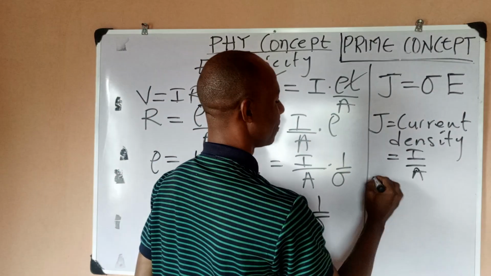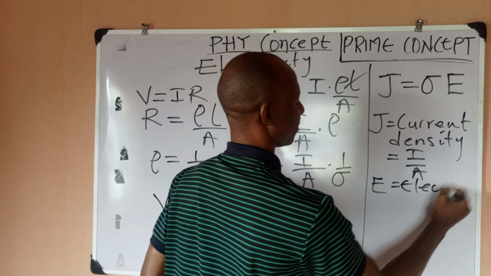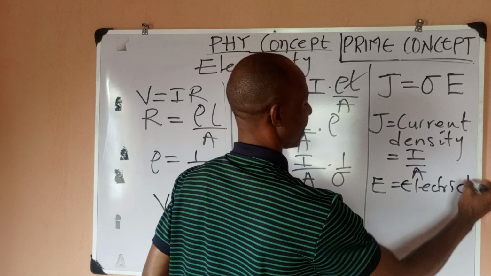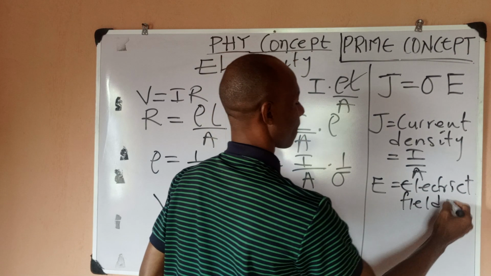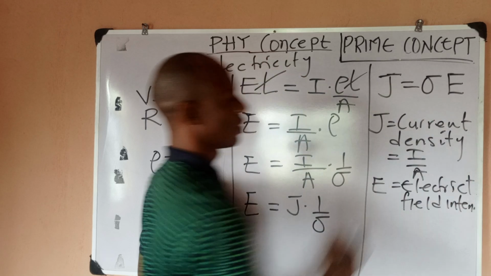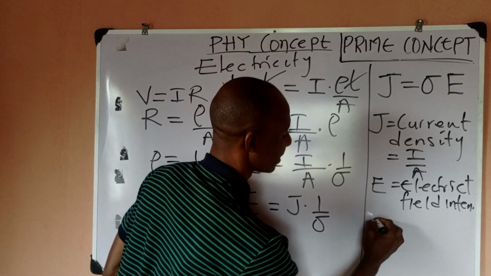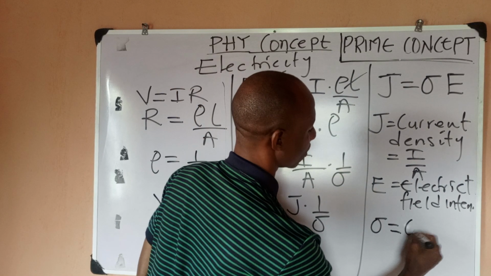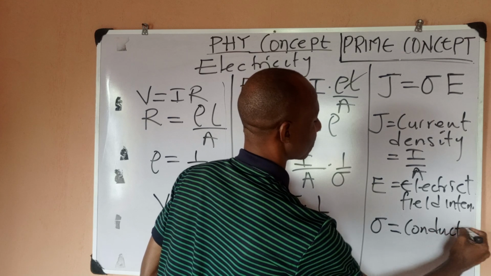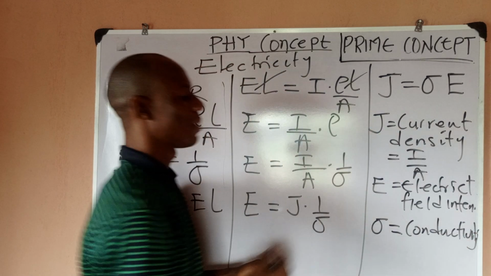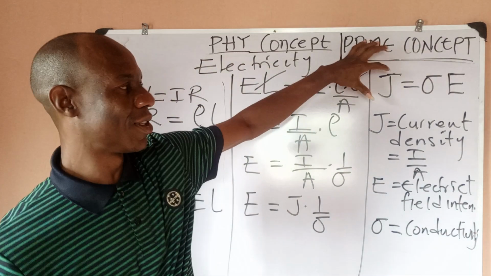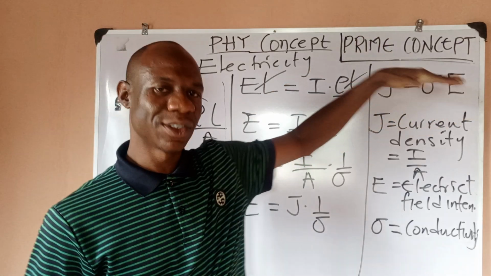And then E is electric field intensity. So E is electric field intensity, and then sigma is what you know as conductivity. So sigma is conductivity. So take note that J equals sigma E is Ohm's law.